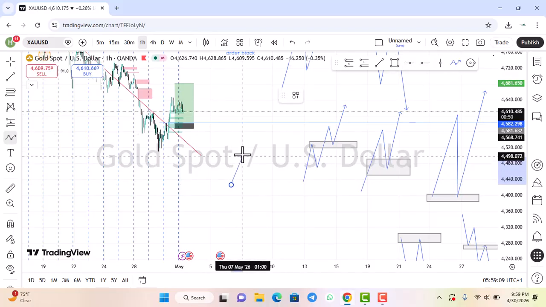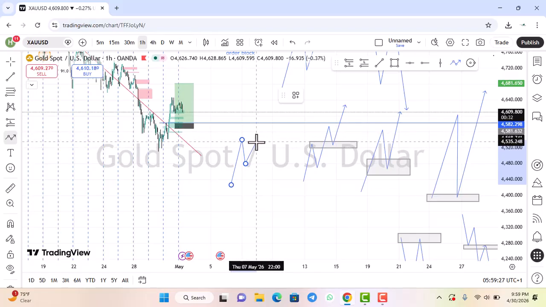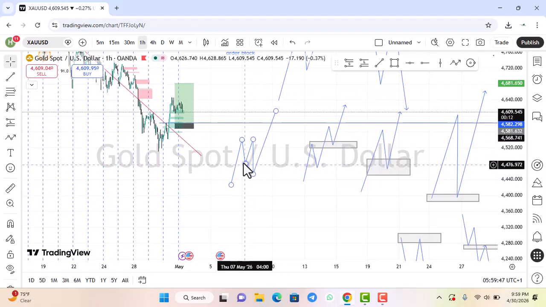So let's say we have our expansion to the upside, right? Then when price was trying to go up, it pulled back to this point here, then continued to go up. Let's say it stops somewhere around here. Then after getting to this point, price now comes down below this point here, right? Then after coming down below this point, price continues to go up like this. So this is our liquidity sweep objective.